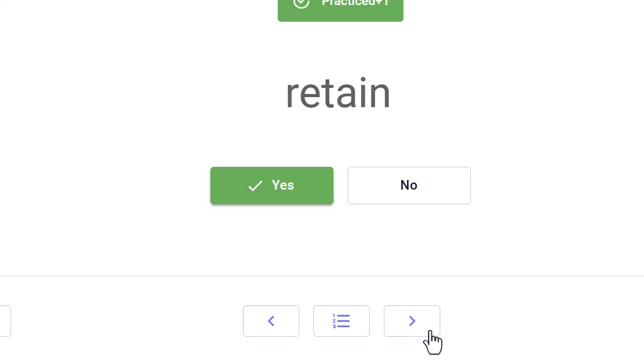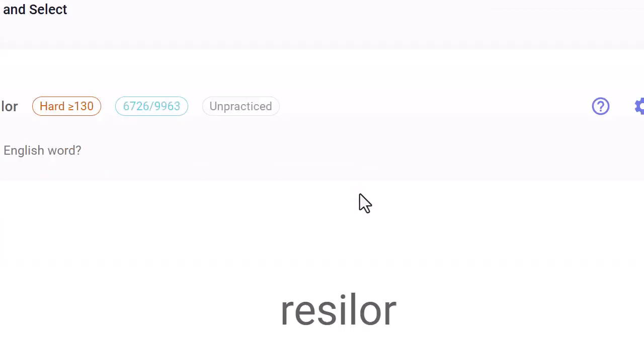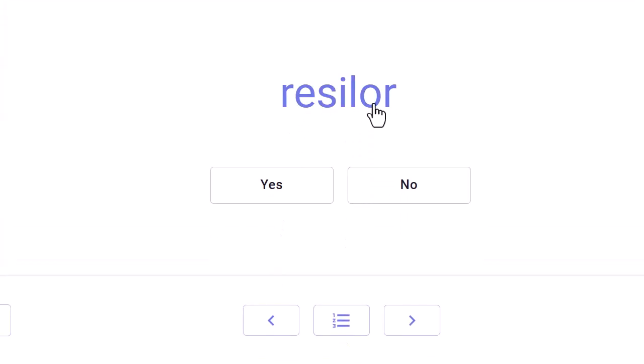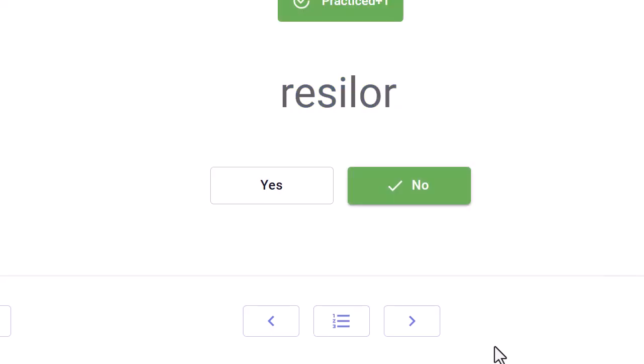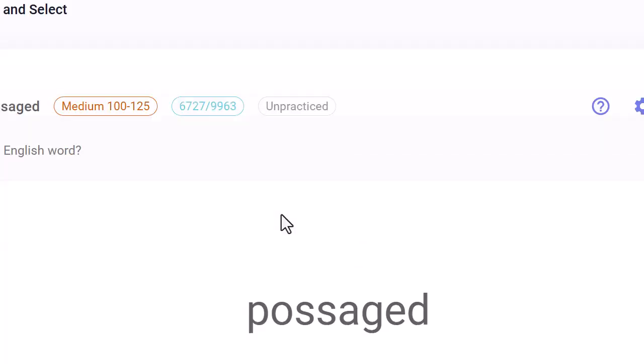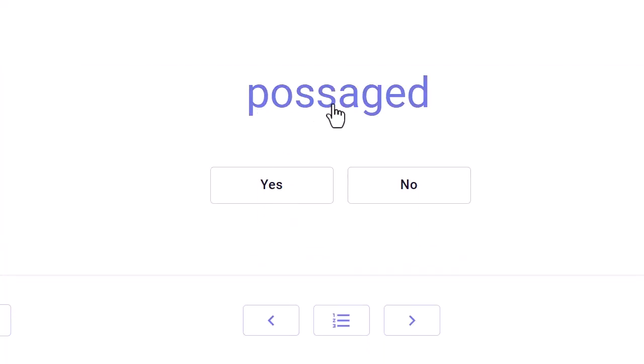Retain. Yeah, a verb. To retain, for example, in your mind, in your memory, to keep some information and not to lose it. To retain it, like to remember and keep. Yes, of course. Resilor. I don't know such a word, so I click no. Posaget, posaged, no.